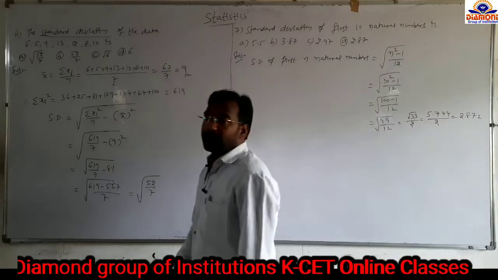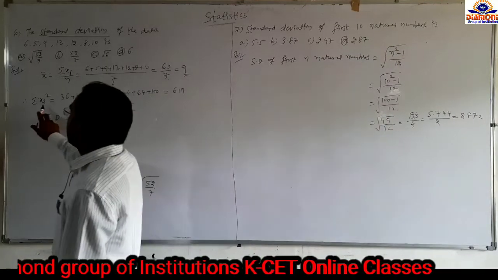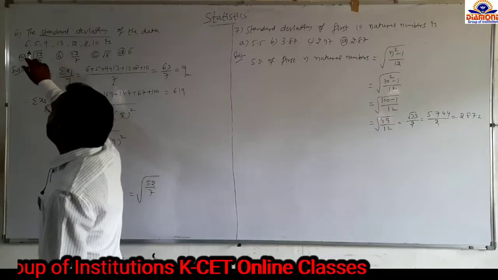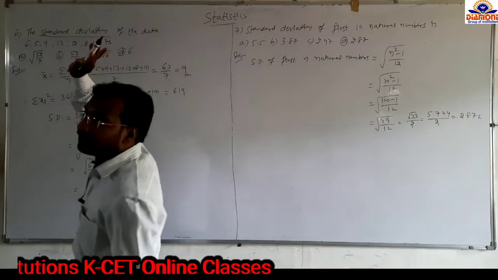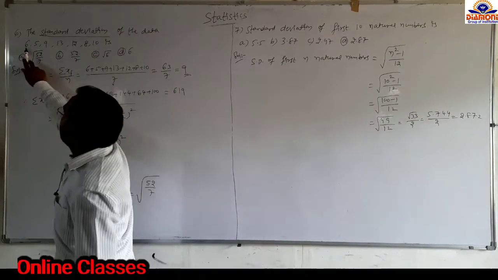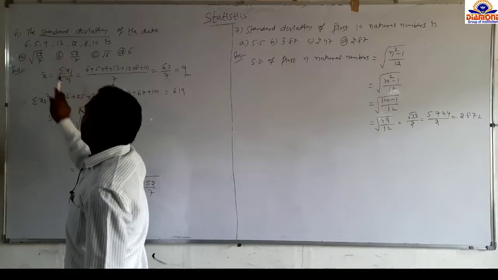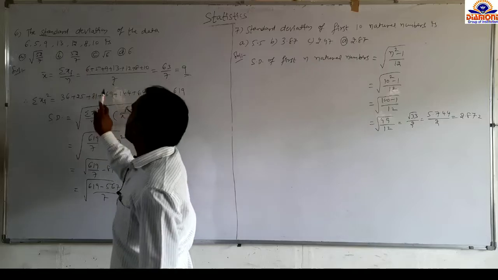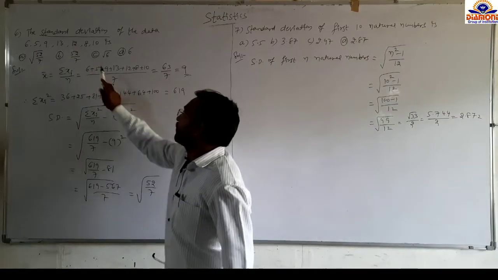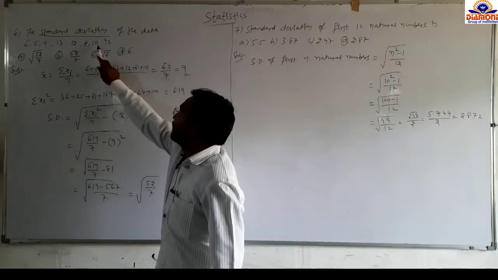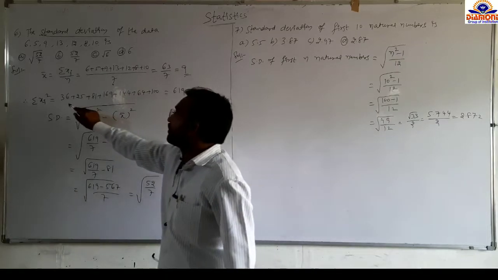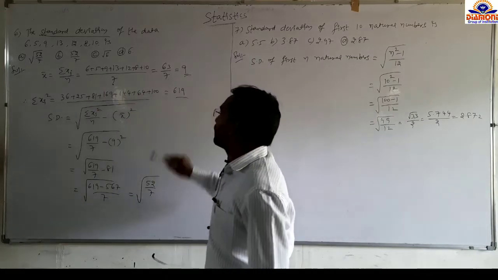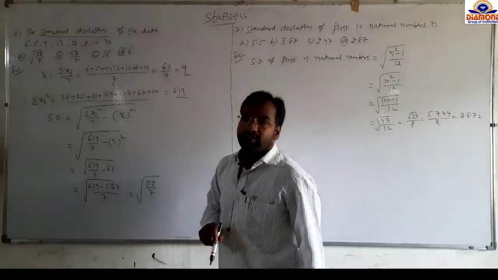Next calculate summation xi square, that means squaring each observation and adding. 6 square is 36, 5 square 25, 9 square 81, 13 square 169, 12 square 144, 8 square 64, 10 square is 100. This total sum equals what? 619.